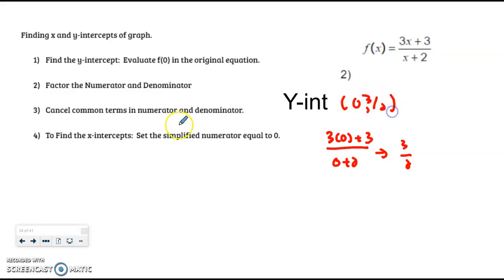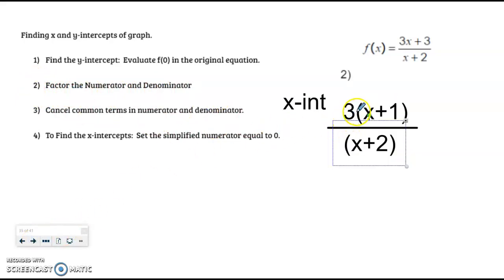That's your y-intercept. So now I want to look at step 2, factoring the numerator. Does that factor? Yes, it does. I get 3 times x plus 1 divided by x plus 2. So it is factorable. Now, is there anything to cancel? No, I don't have to worry about that. Now I can find out what the x-intercept is. So I can do 3 times x plus 1 equal to 0. So really that's x plus 1 equal to 0 because the 3 cancels. I get x to be negative 1. So in this case, it does have an x-intercept at negative 1, 0.